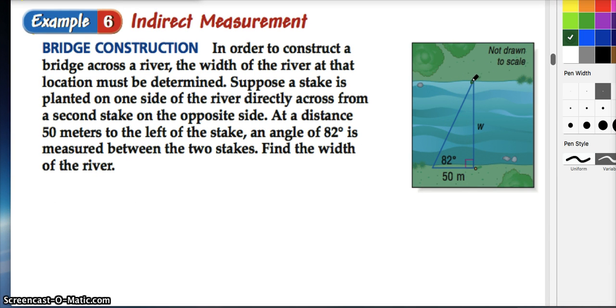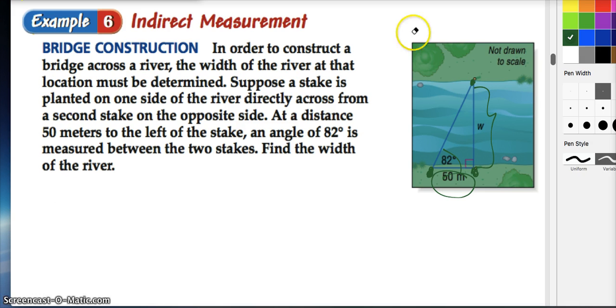So we've got a stake here and a stake here, and then we make a decision to put another stake in the ground, and we get that this angle is 82 degrees. By measuring this angle, we can find this length. Okay, fine. Maybe we do that. So find the width of the river.